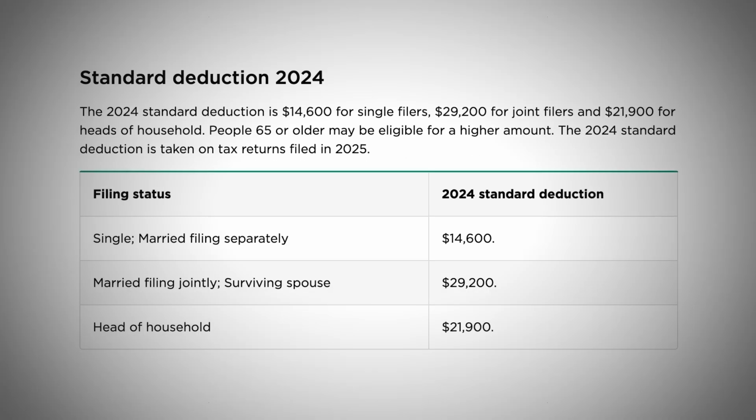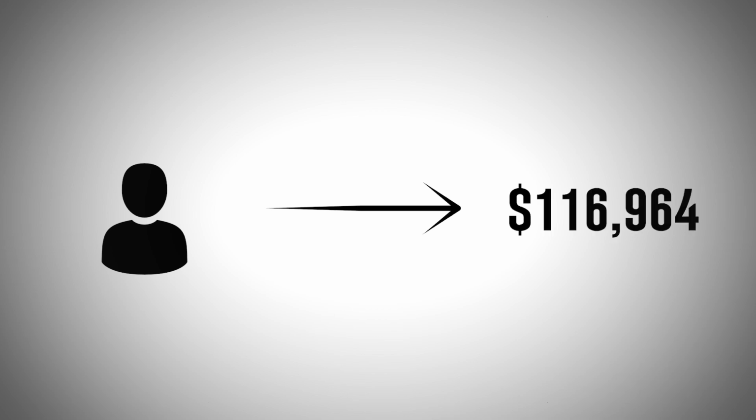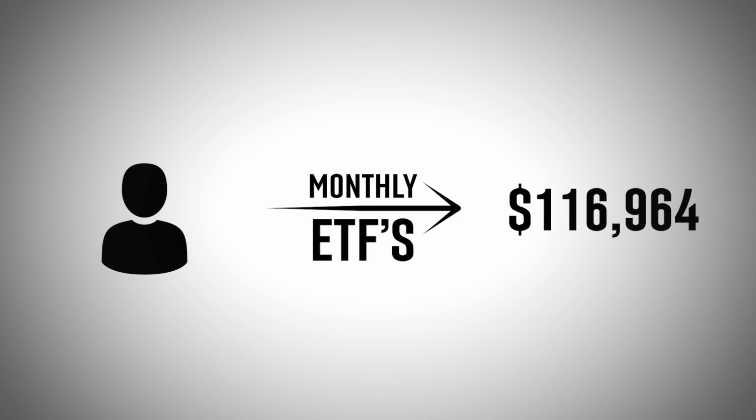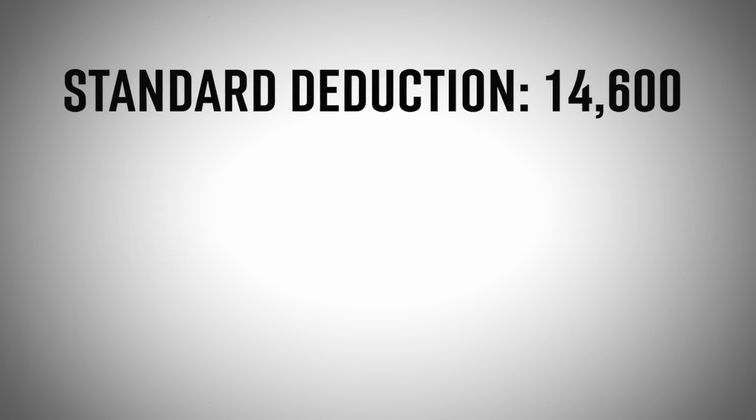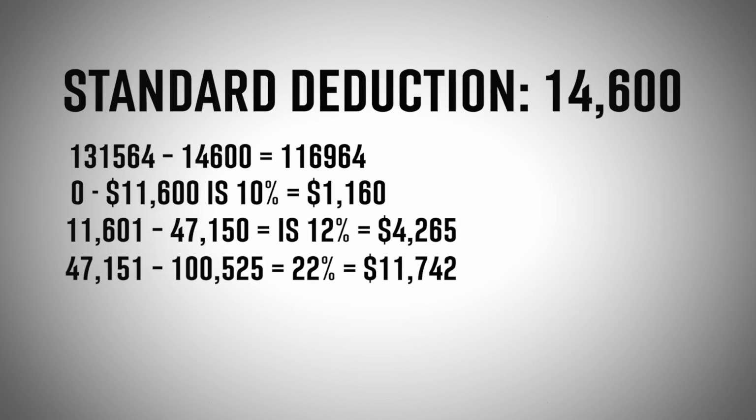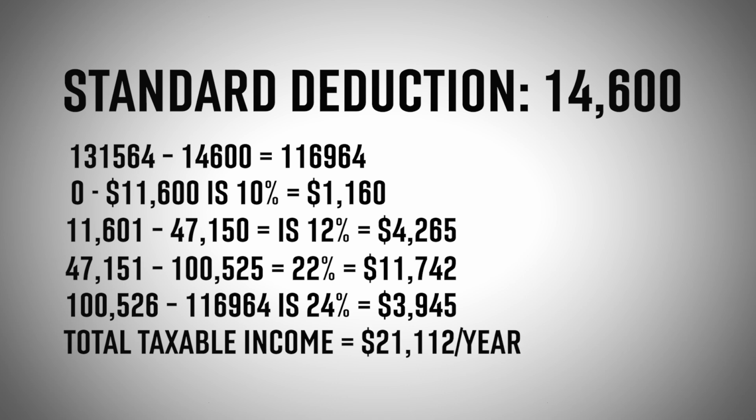Now, say you were doing this in a taxable account because you didn't know about the Roth IRA, or you just didn't care to do so. Let's just say that you're single and you were able to do the standard deduction, which would change in the future, but right now it's $14,600. That means you would be taxed as ordinary income on $116,964 if you were to use these monthly income ETFs. And just to show you exactly how this is calculated, here's the real manual proof of doing the calculations, where it would end up costing you an extra $21,000 per year in taxes.